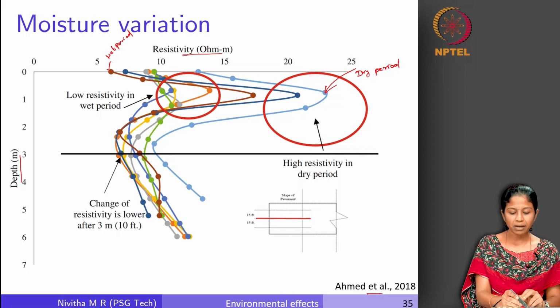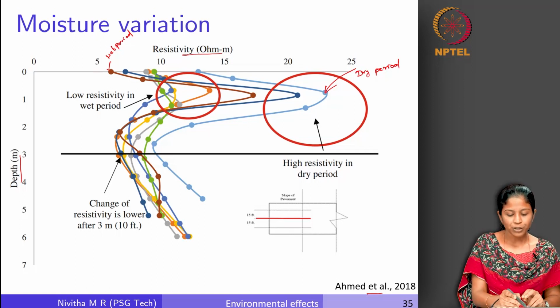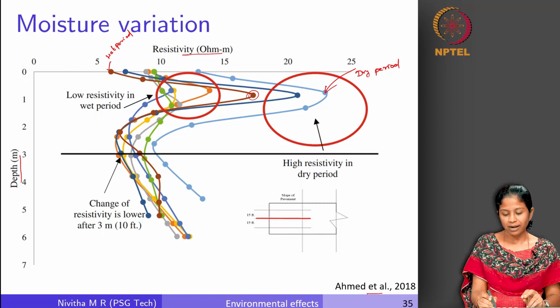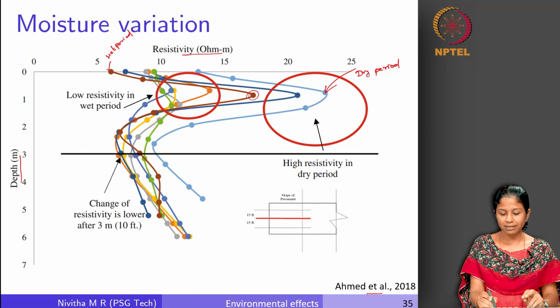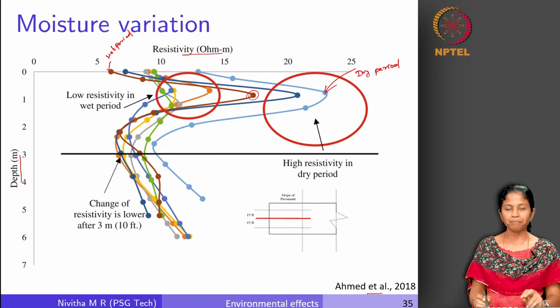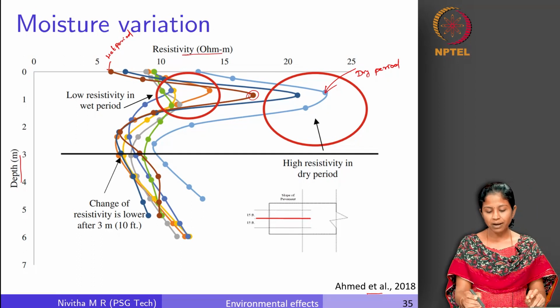So let us compare these two lines alone, this brown line here and this blue line here. So you can see the resistivity has increased, which means that the moisture content is very low at this particular point, right. It is high here, that is why we get a low resistivity, and as the depth increases the moisture content has reduced, resulting in a high resistivity, and as we go further the moisture content has further increased, causing low resistivity and so on, right. Similarly, we can see a similar pattern for different other periods in the year also.